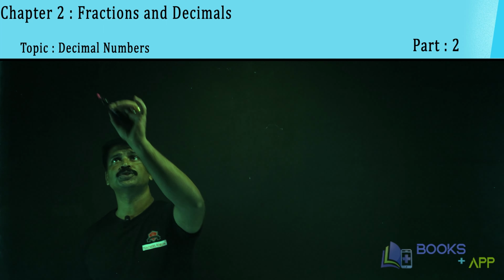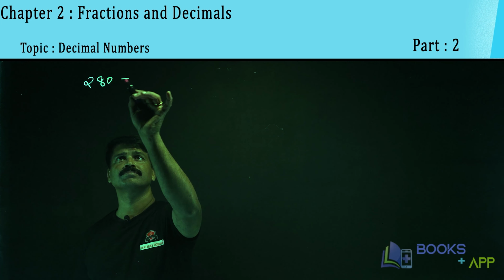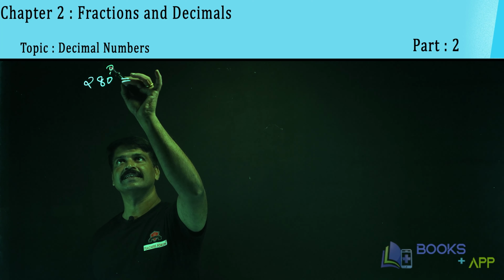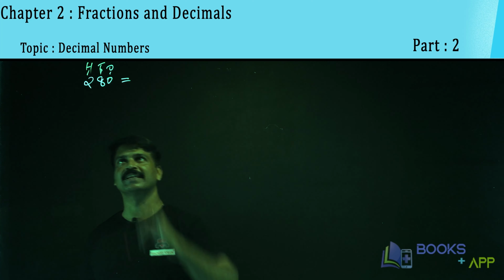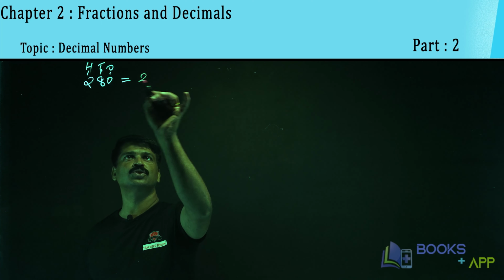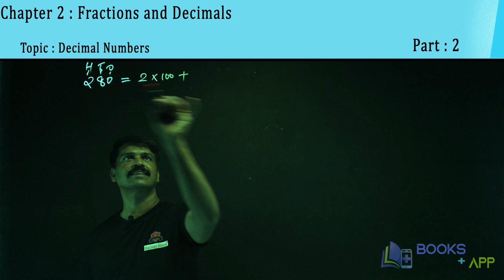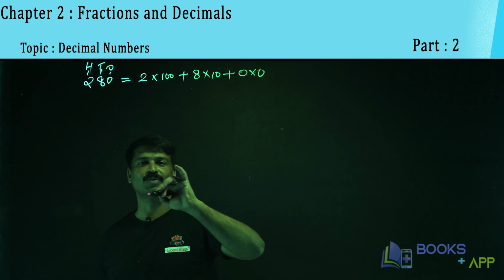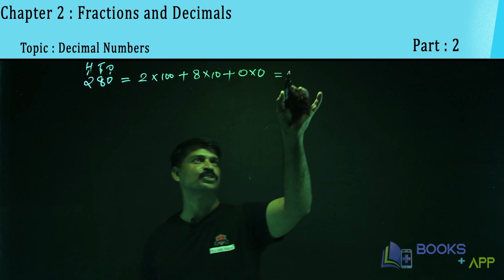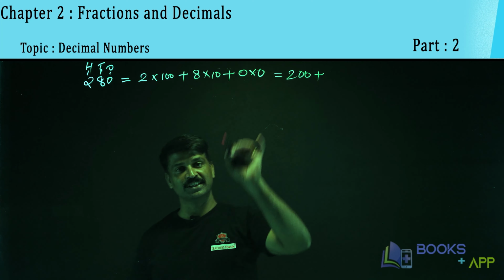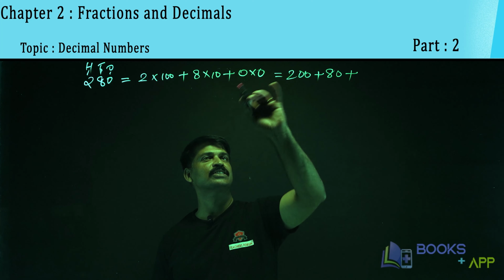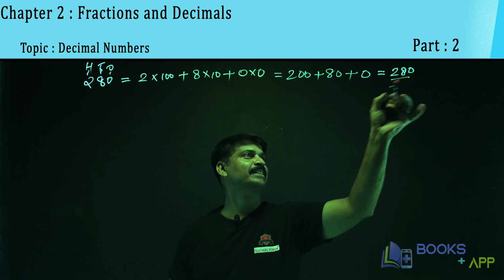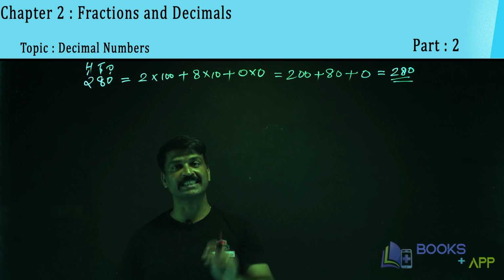Do you know how to write 280 in expanded form? You have learned in lower classes. You see, it is ones place, it is tens place, it is hundred place. You know that. So you can write this as 2 into 100 plus 8 into 10 plus 0 into 0. So what is the answer? 2 into 100, that is 200, plus 8 into 10, that is 80, plus 0 into 0, that is 0. So what is the answer? 200 plus 80, 280. This is how you represent 280 in expanded form.